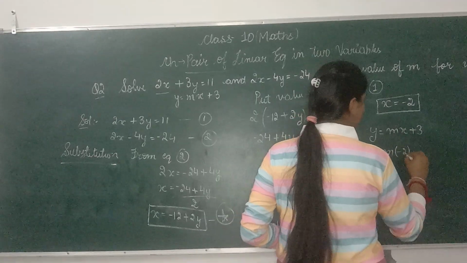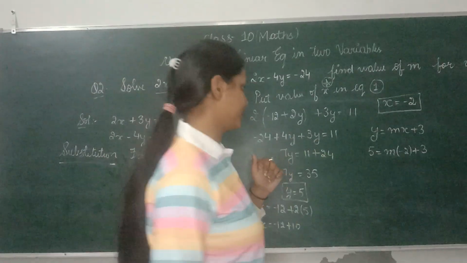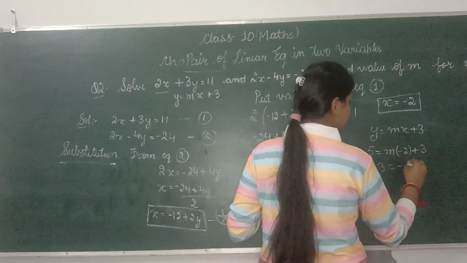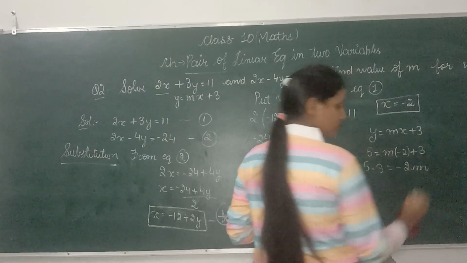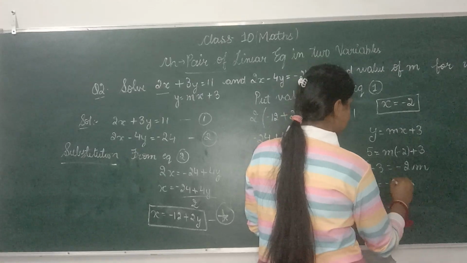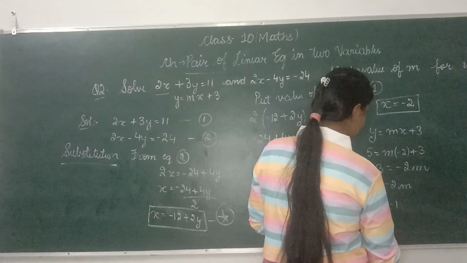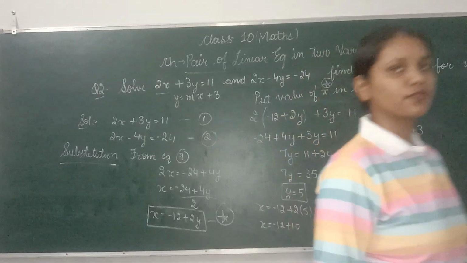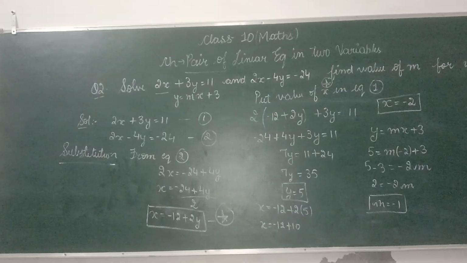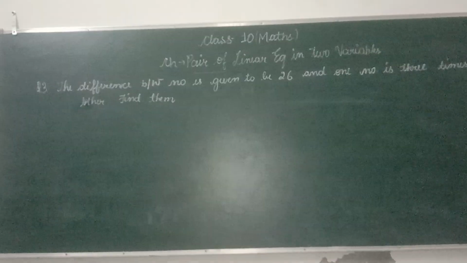X is minus 2 plus 3. You have to calculate the value of m. So this is 5 minus 3, which is equals to minus 2m. Okay. 5 minus 3 is 2, which is minus 2m. M will be minus 1. So by doing any of the methods, you can first of all calculate the values of x and y and then calculate the value of m.